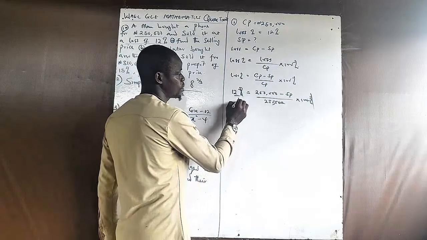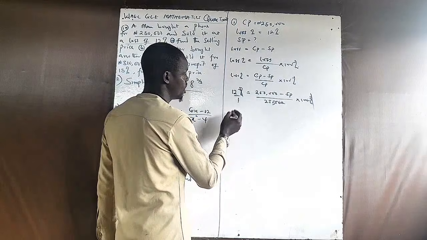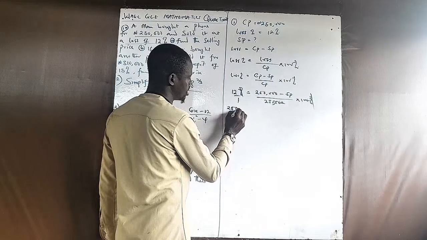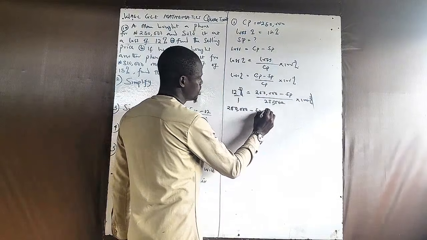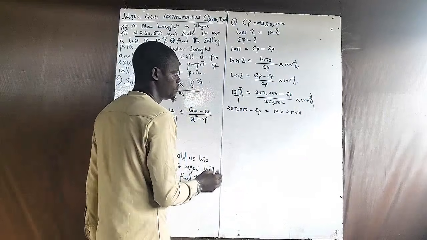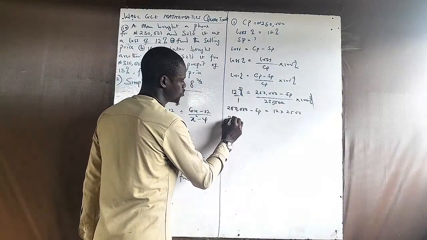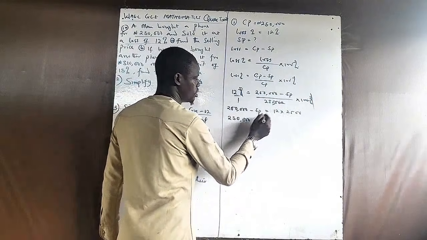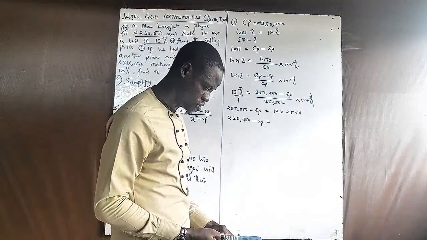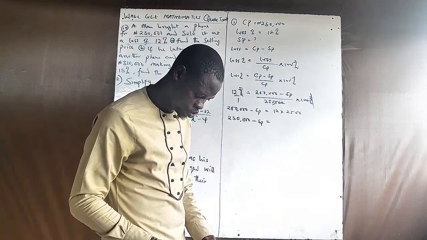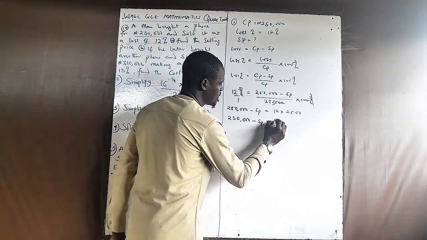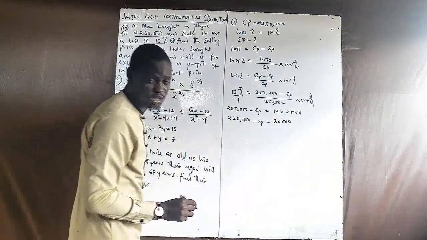So from here you can cross multiply, because this is over 1. If I cross multiply, I'll be having 12 times 2,500 equals 250,000 minus SP. So from here, my SP can be gotten. 250,000 naira minus SP equals 12 times 2,500. Let me punch my calculator: 12 times 2,500, I'll be having 30,000 naira.